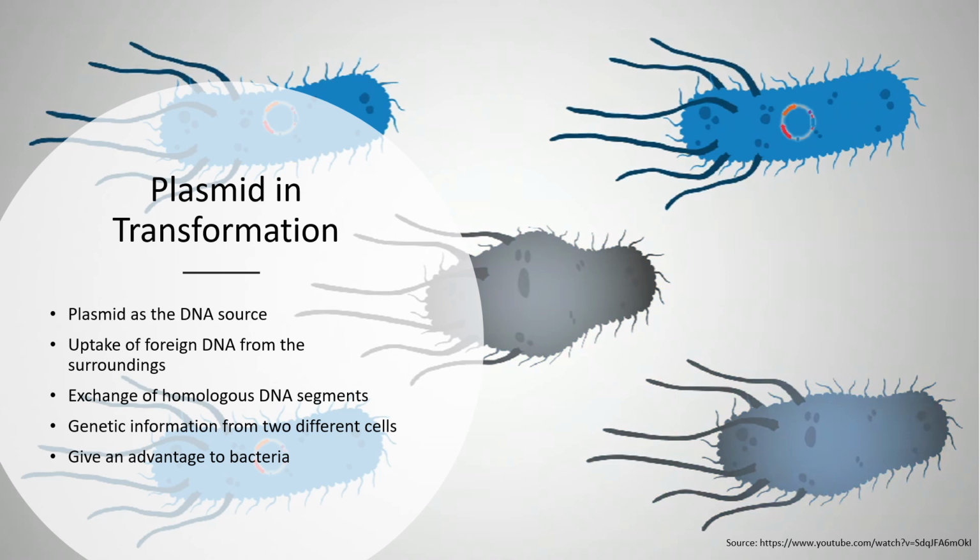As a source of foreign genetic information, plasmid is very important for bacterial transformation. In bacterial transformation, one bacterium can take the foreign DNA from its surroundings. Through exchange of homologous DNA segments, the recipient bacterium can integrate the foreign DNA into its own chromosome. Through transformation, the transformed bacteria now have genetic information from two different cells. The transformation often gives an advantage to bacterial survival. For example, it can develop antibiotic resistance and allow its survival under the influence of many antibiotics.